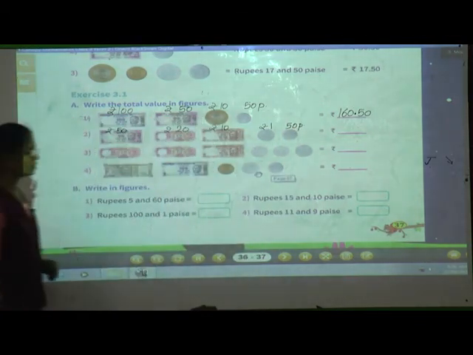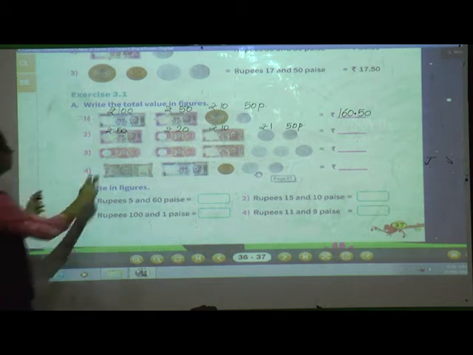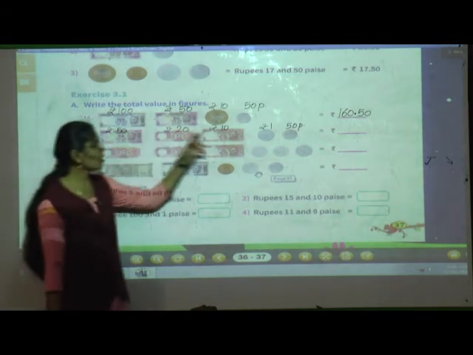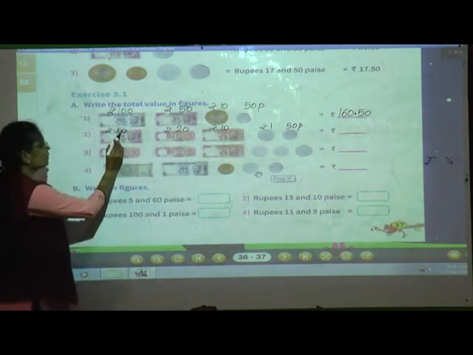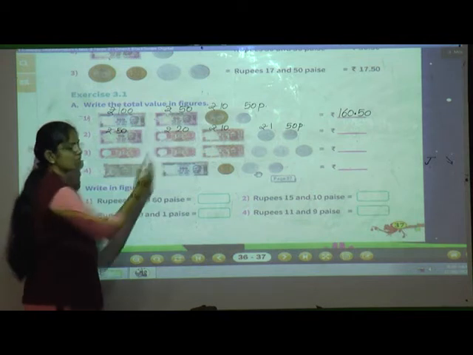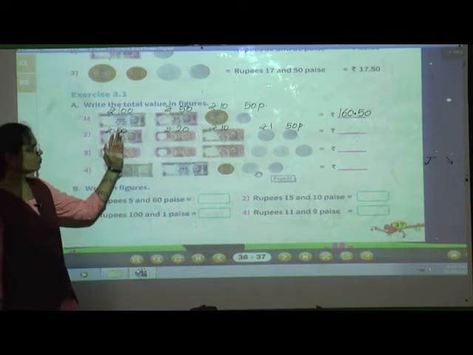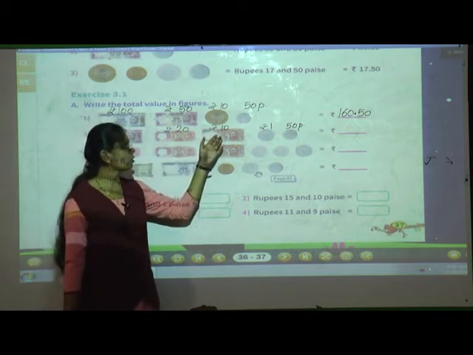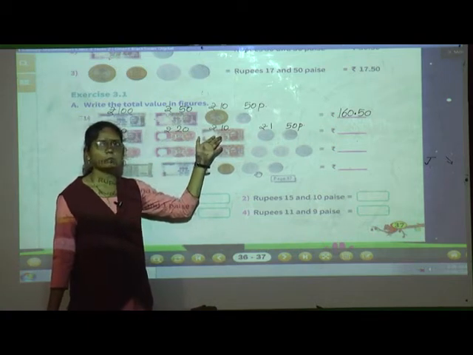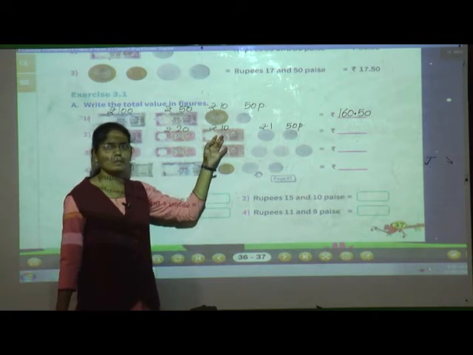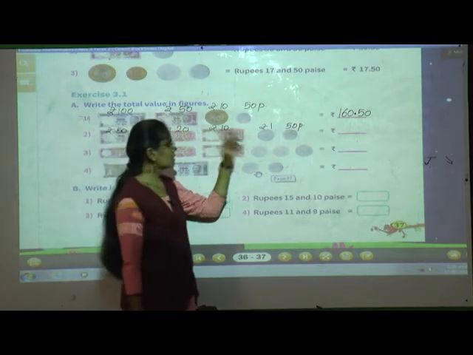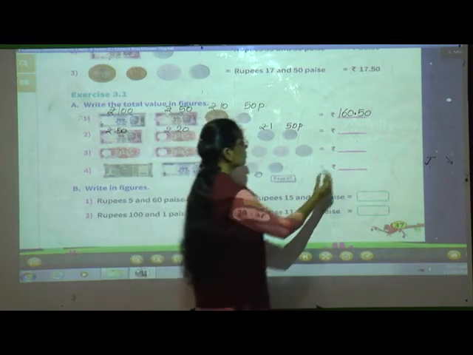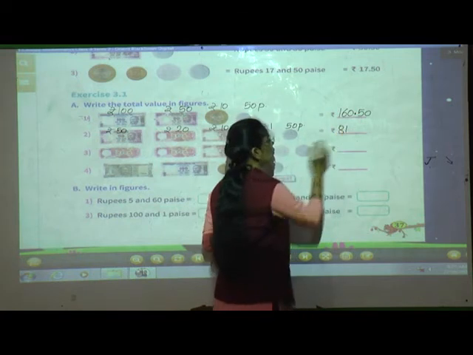Now what you will do? First of all, you will add all the rupees together. See here, 50 rupees plus 20, very easy it is. 50 plus 20, 70. Again in that you have to add 10. 70 plus 10, 80. 80 plus 1 rupee, 81. So here we write 81 rupees.